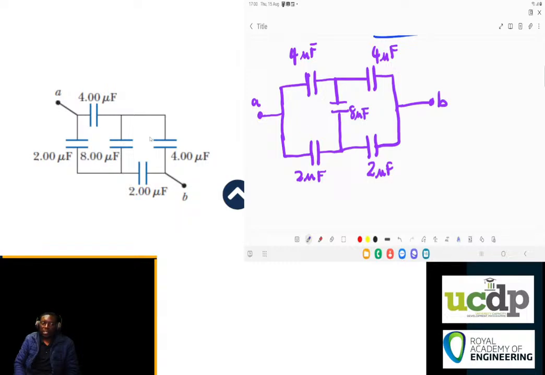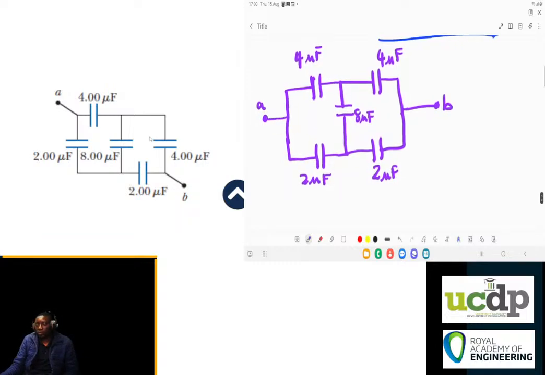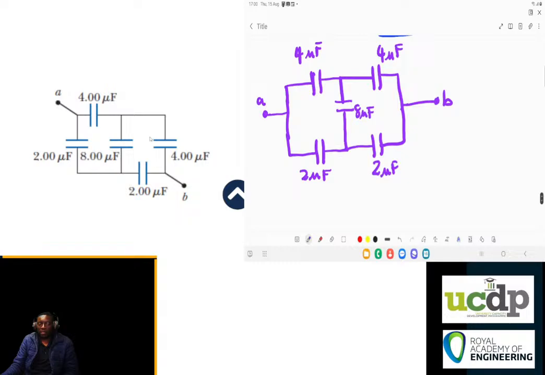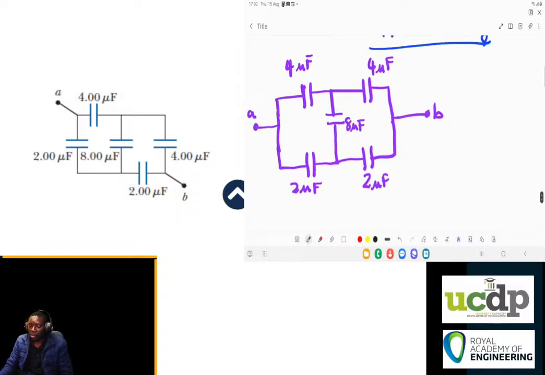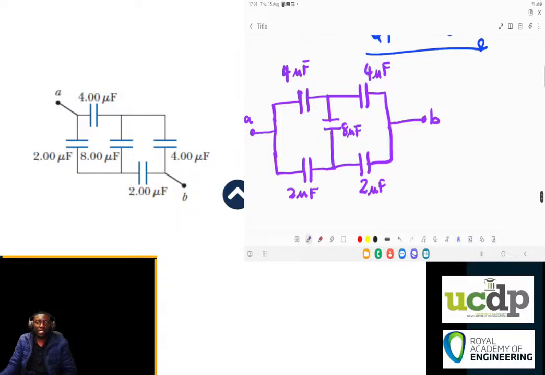Correct, sir. You're saying we add which one and which one? You were breaking at some point, so I didn't hear some part of what you said. Sorry, sir, I can't hear you. You're breaking again. You said I should add which one and which one? Is it 4 and 4, 2 and 2, or which? So 4 and 4, do we consider them in series or in parallel?